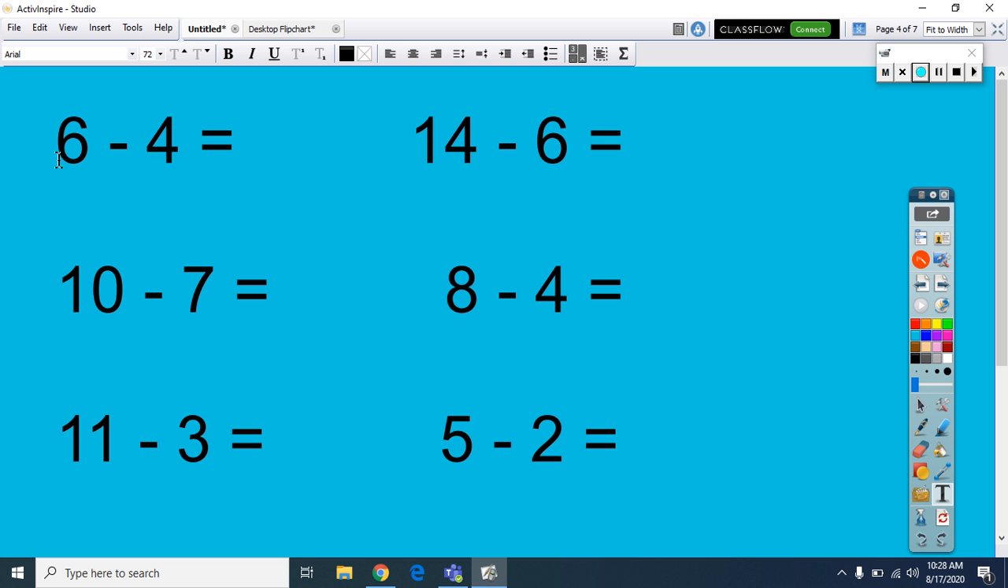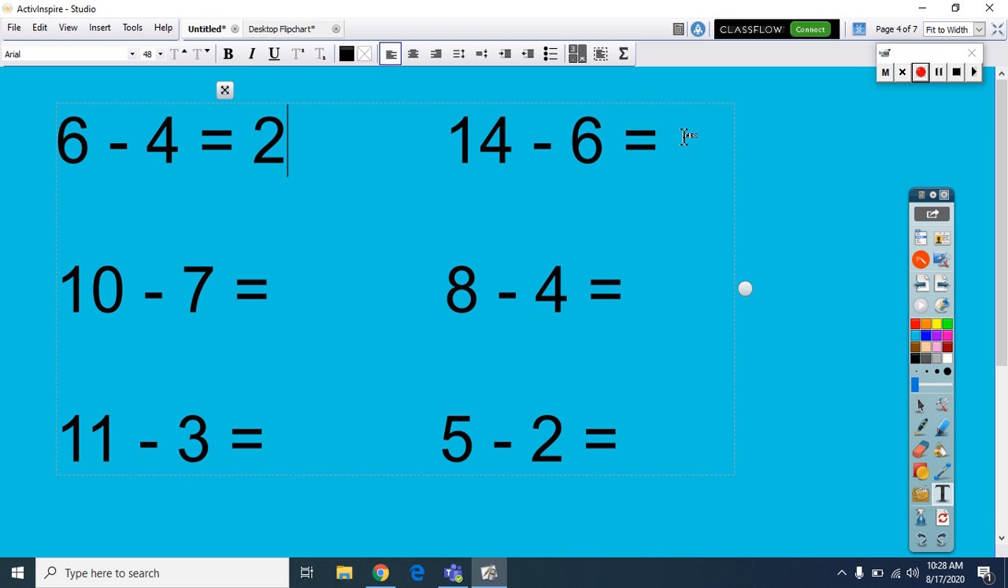So let's try this first one. 6 take away 4. There we go. Remember, put 6 in your head. That's the big number, and we got to go back 4. And a lot of times I like to hold up 4 fingers to help me remember that that's how many I have to go back. So 6, and I got to go back 4. I got my 4 fingers up. 6, 5, 4, 3, 2. 6 take away 4 equals 2.